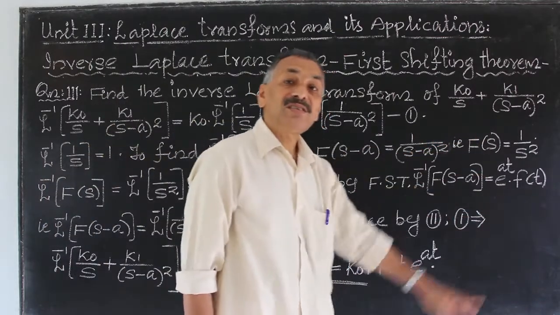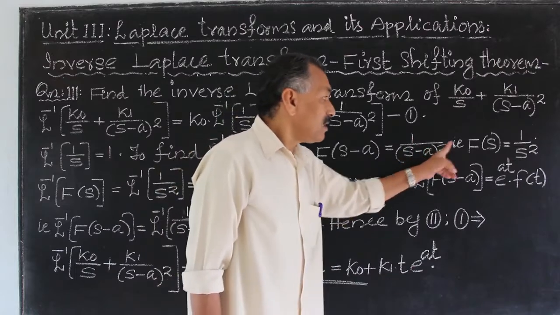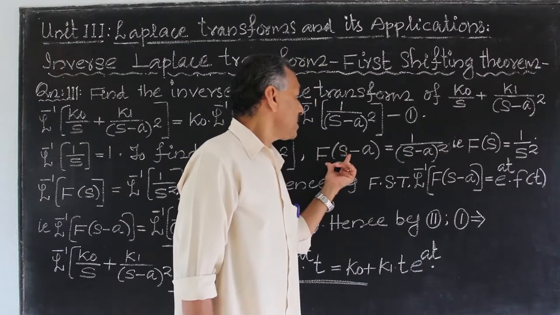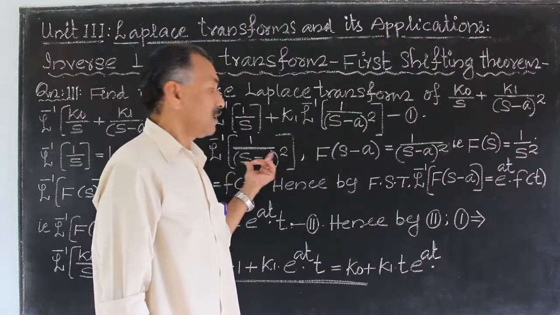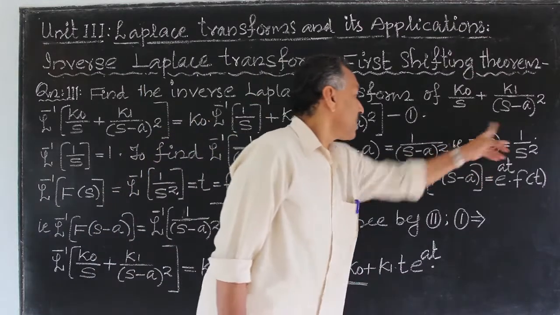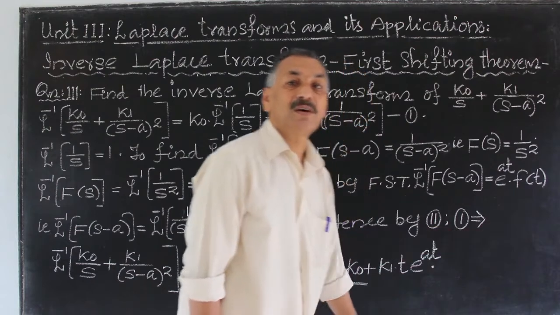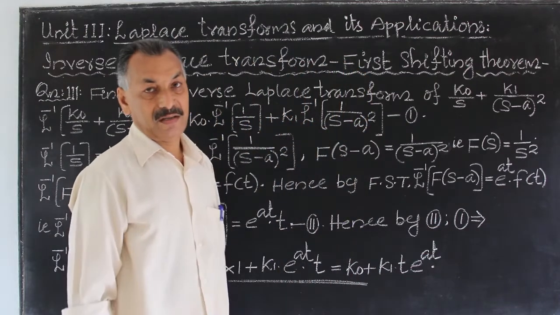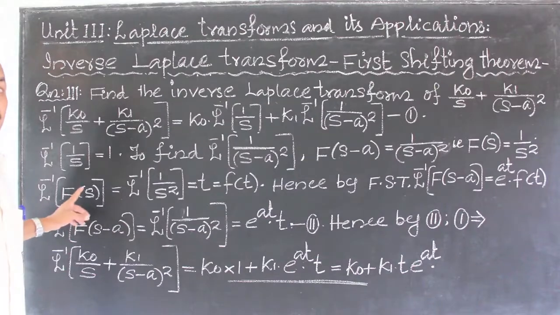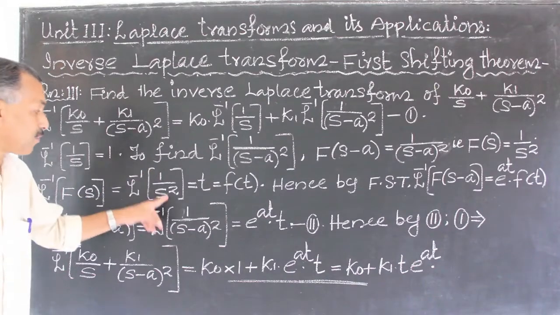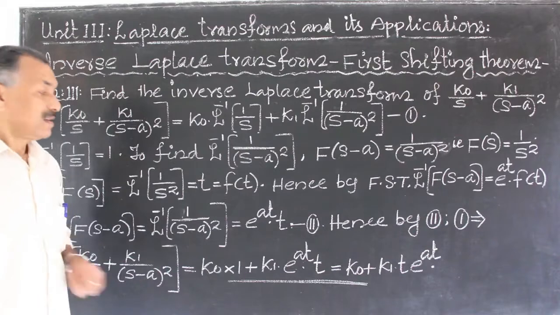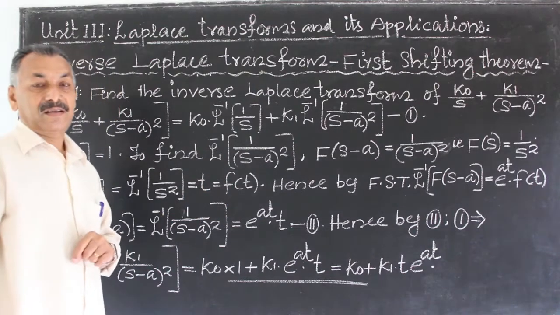Therefore, what is f of s? f of s minus a is 1 divided by (s minus a) square, so f of s is 1 divided by s square. Then what is L inverse of f of s? L inverse of f of s is equal to L inverse of 1 by s square, which is equal to t. That is equal to f of t.